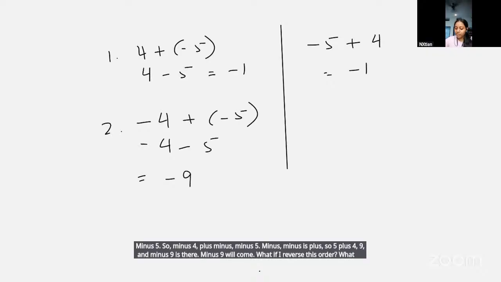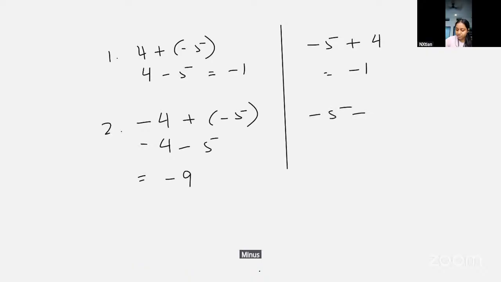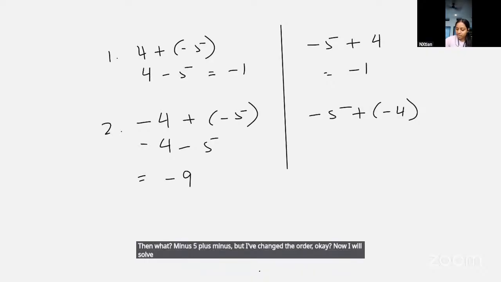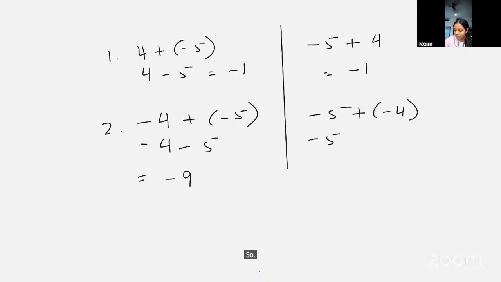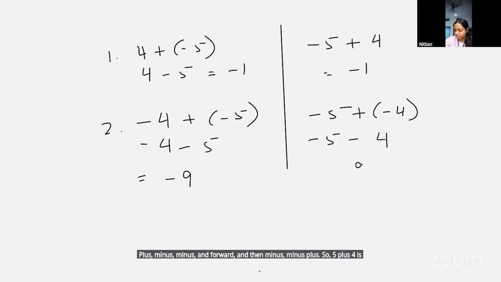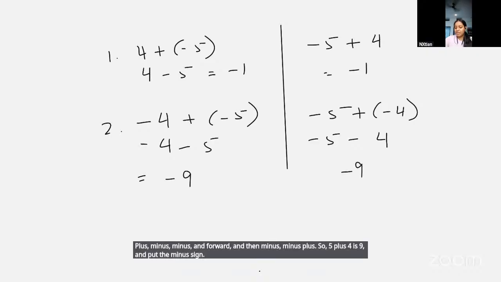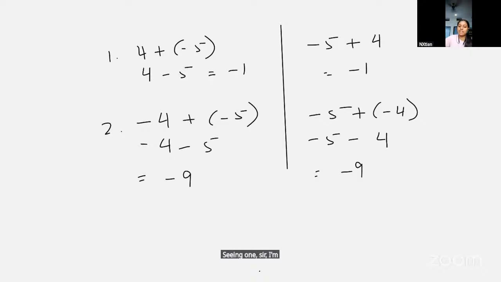What if I reverse this order and write it as minus 5 plus minus 4? I've changed the order. Okay. Now I will solve it. So minus 5 minus 4, and then minus minus is plus. So 5 plus 4 is 9 and put the minus sign. Same answer I'm getting. So this gives us the second property.